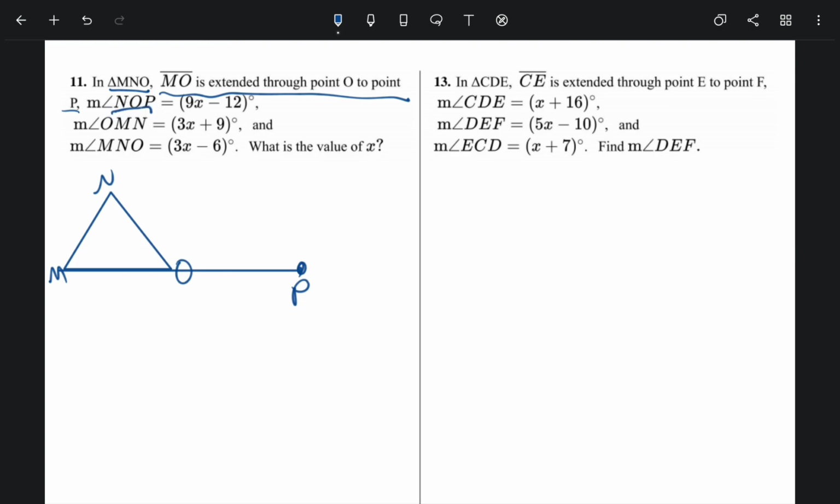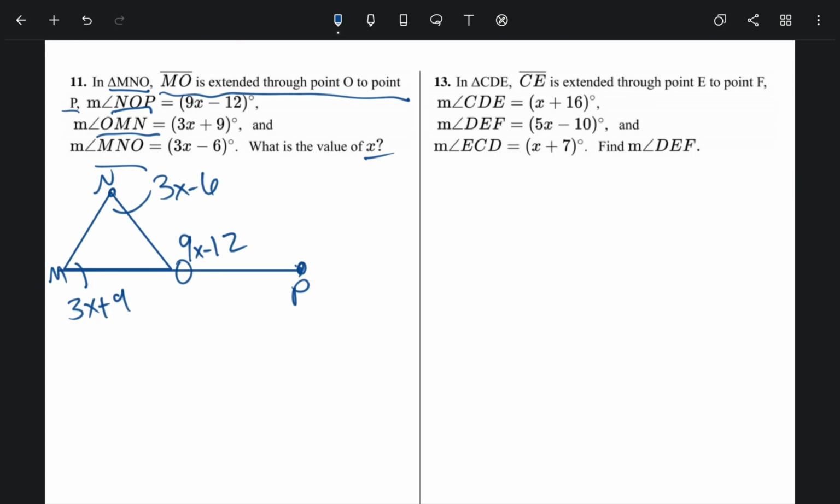Now, NOP, that is going to be this exterior angle here, centered on O with N and P on the outer portions. That is 9x minus 12. OMN, that's this angle right here, is 3x plus 9. And MNO is this angle up here, 3x minus 6. We want to find the value of x.